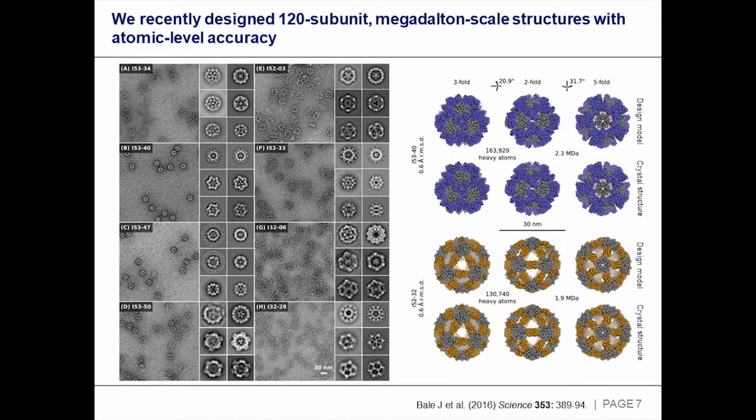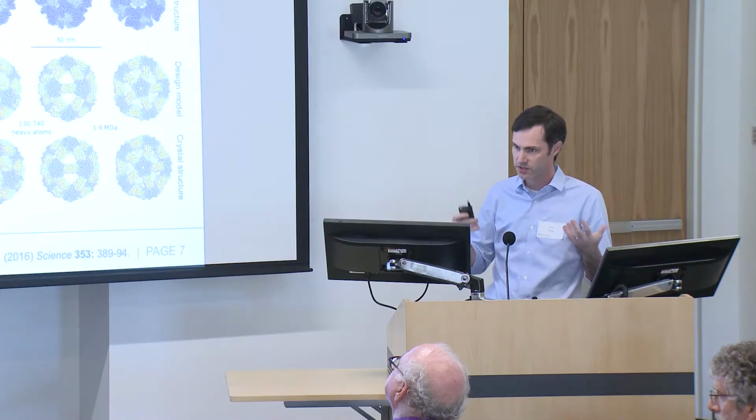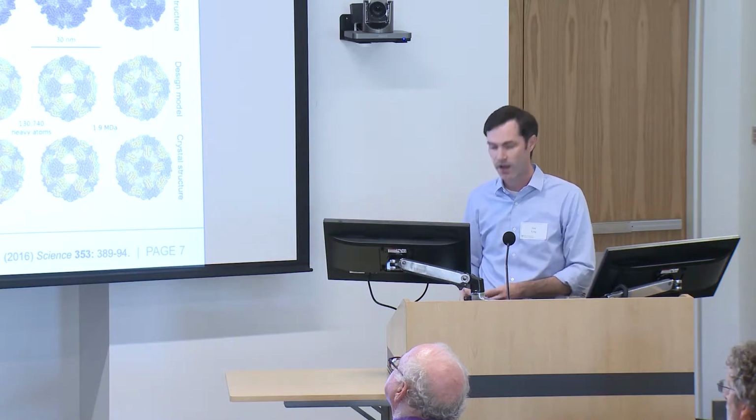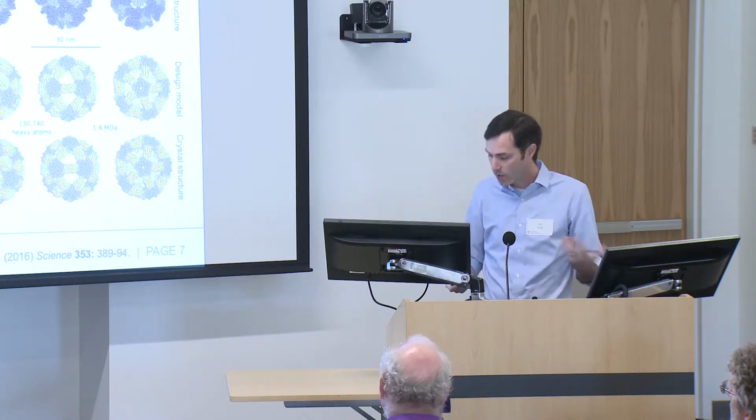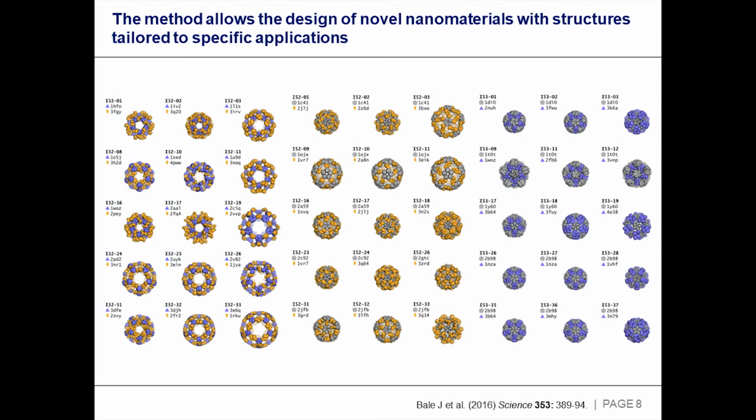And then if you come over here, we're showing 2 crystal structures. We've got lots of crystal structures of these things. And they tend to have an angstrom or less of deviation from what we made up in the computer. And that's over the entire 120 subunit complex. So these are 2 megadalton structures in which we've predictively positioned every single atom. And that gives you the ability, again, to design structures that are tailored to specific applications.